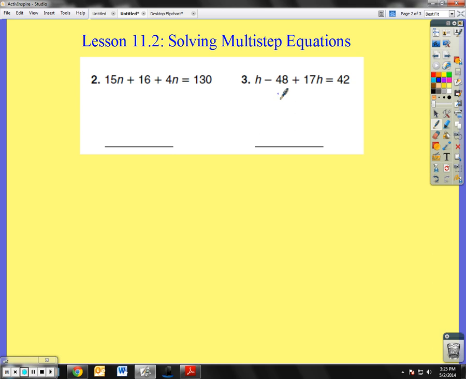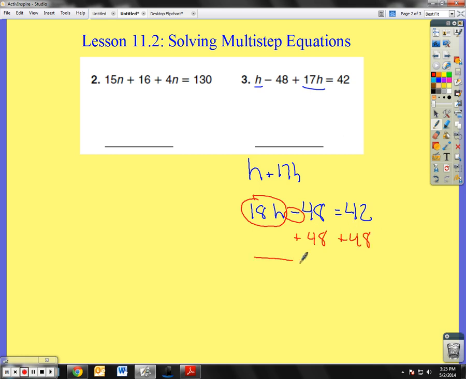Okay, if I look at another one right here, I have an h minus 48 plus 17h equals 42. So I have an h plus another 17 h's. I now have 18 h's minus the 48 is equal to 42. I will now get rid of the 48, because I want these h's over here. I want to keep all my h's to the left side of the equation. It says to subtract 48. Well, the opposite of subtracting is to add, so add 48 to both sides.